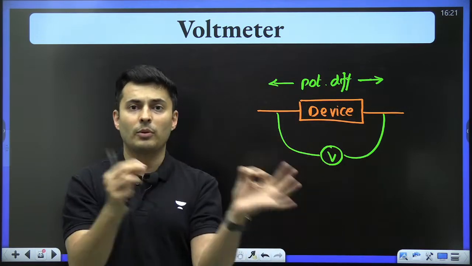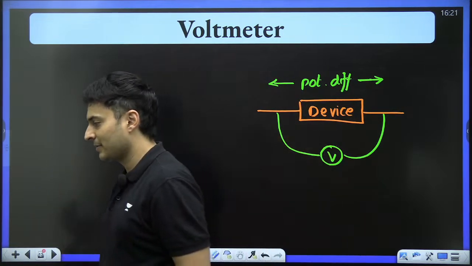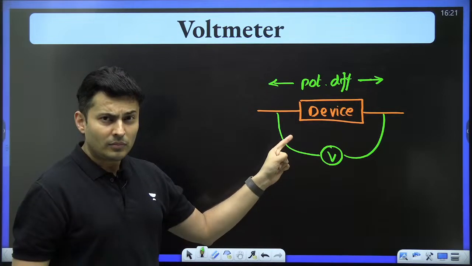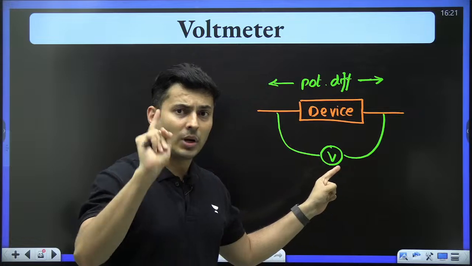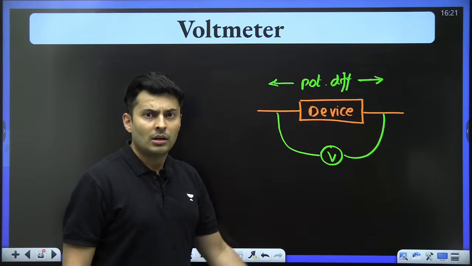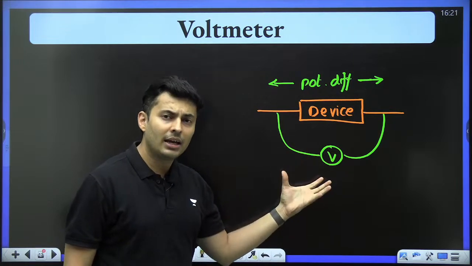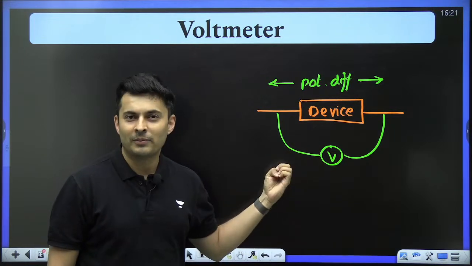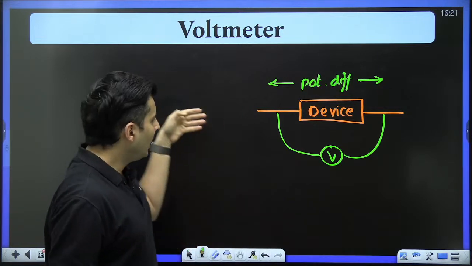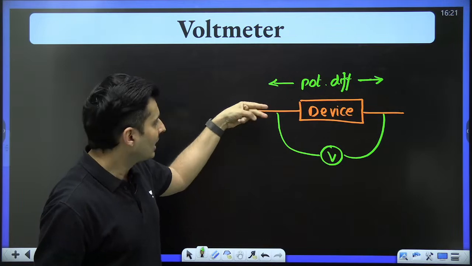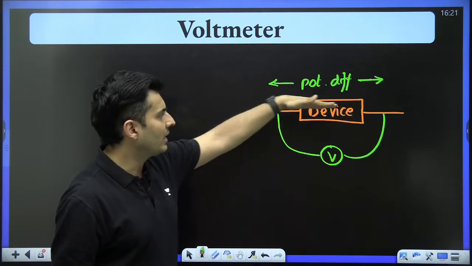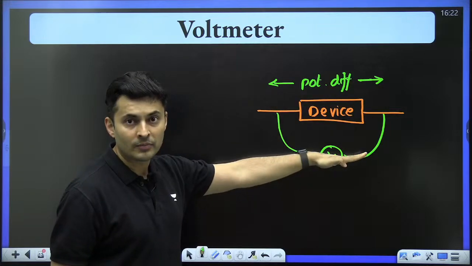How much is the voltage drop? 2 volts, 5 volts, 100 volts, whatever it is. Now, if I want to connect the voltmeter in parallel to the device, should the resistance be very high or very low? Or it doesn't matter? Let's understand that. Imagine some current comes inside. The current has 2 options, to go through this and to go through this. Some current will go here, some current will go here.